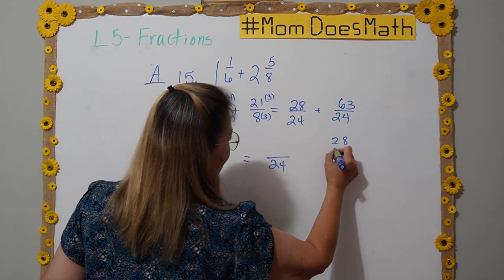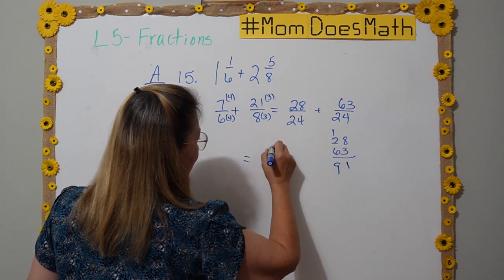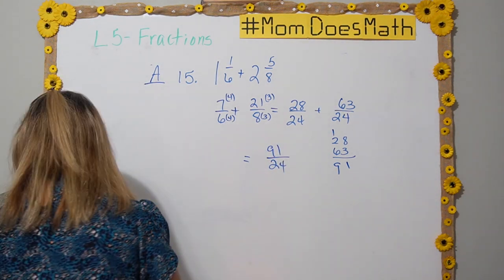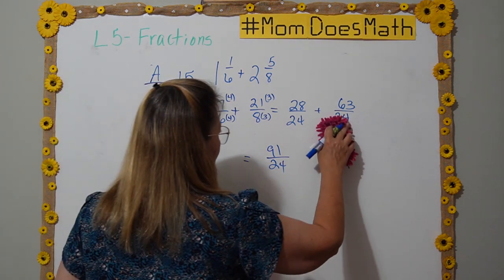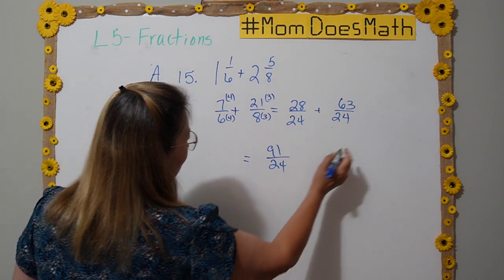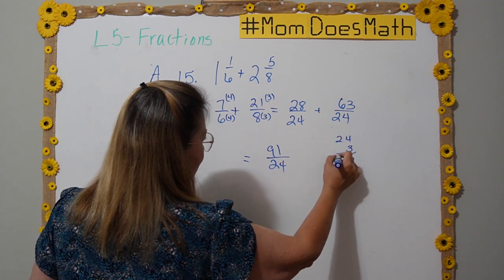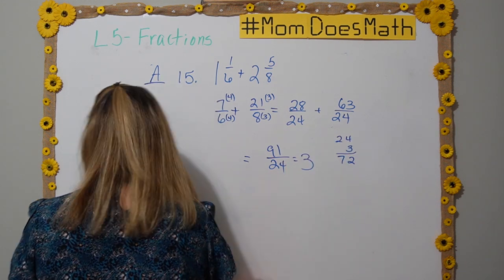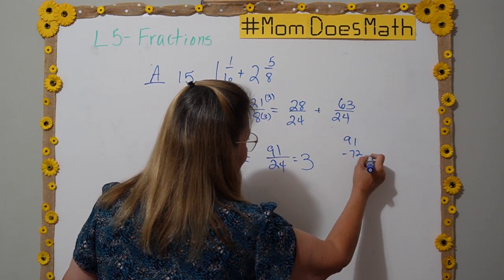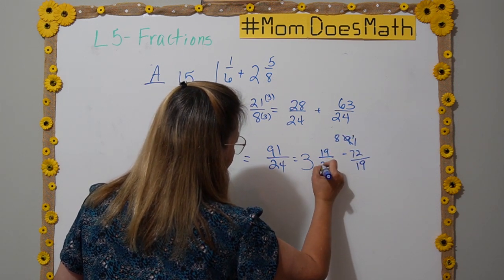Okay, now your denominator is not going to change. When we add 28 plus 63, 8, 9, 10, 11, carry your 1, 6, 7, 8, 9. That's going to be 91 over 24. And I'm thinking there's not anything I can reduce that with, but if you want to change that to a mixed number, how many times will 24 go into 91? Let me see if it'll go 3 times. That would be 12, 6, 72. It will. So I can rewrite this as 3, and then 91 minus that 72 is going to be 19 over 24.